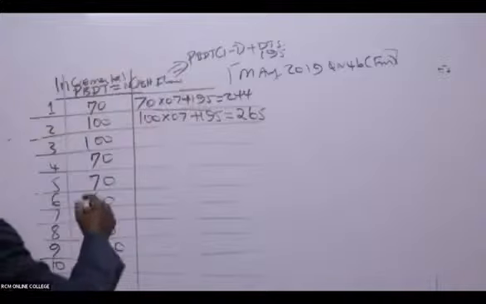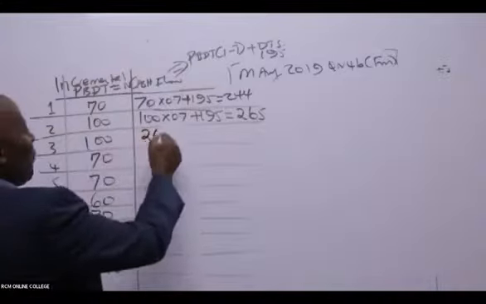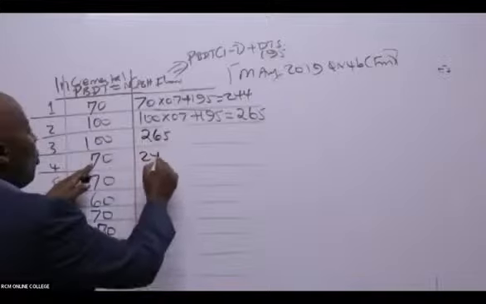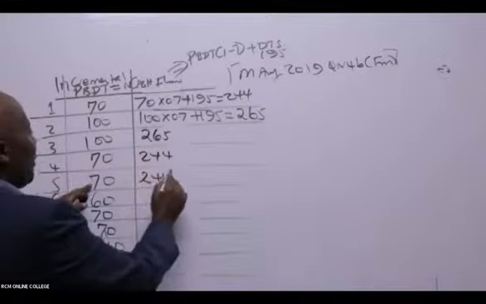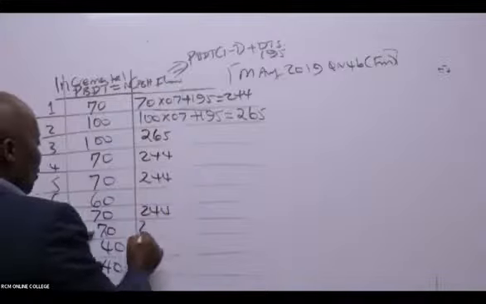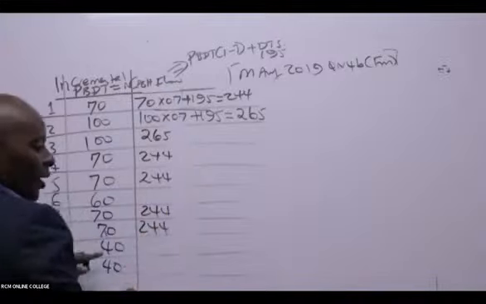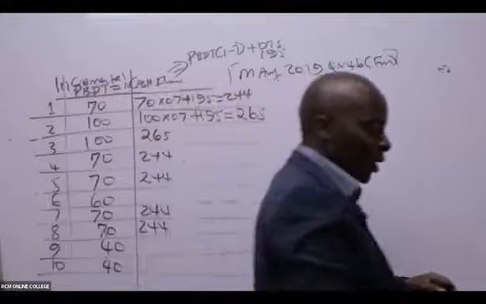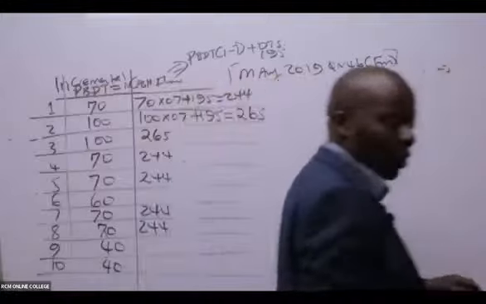Like now, this one, I know it will be 265. I know this will be 244. Don't ask me how I'm getting this. I know this will be 244, and this one 244 as well.